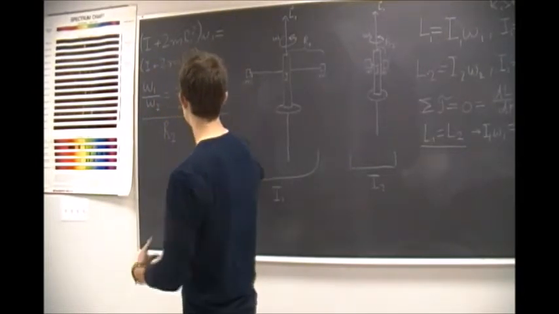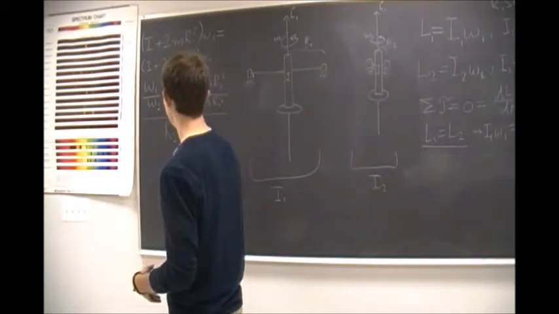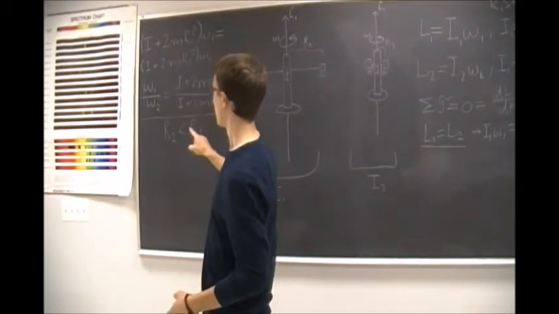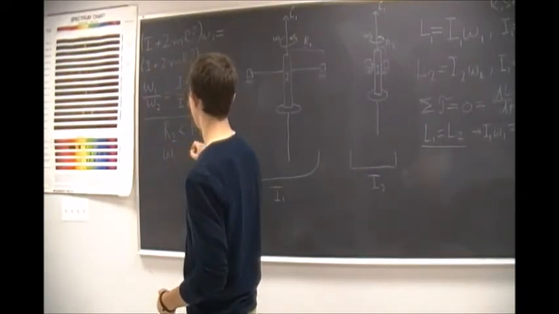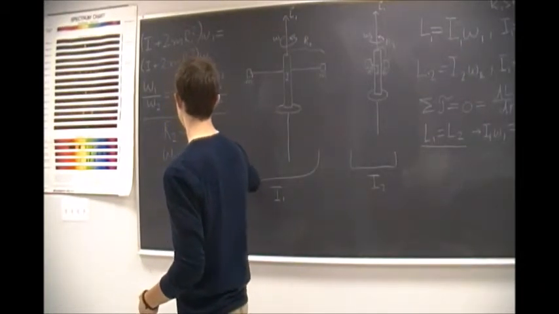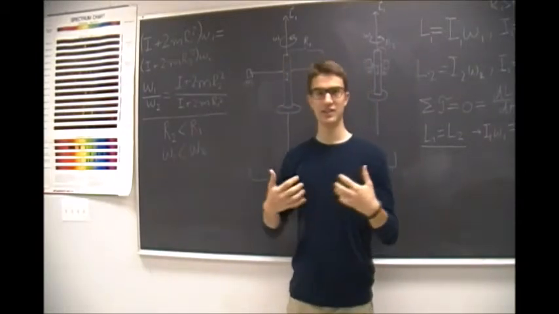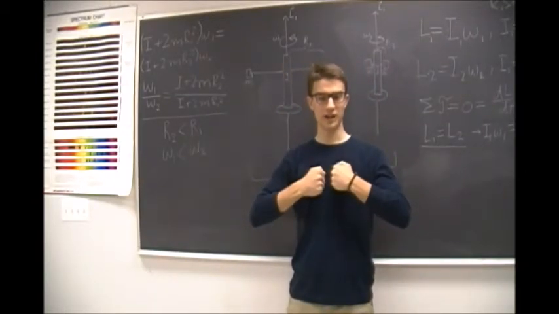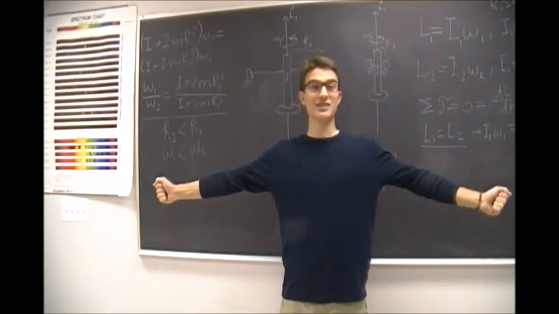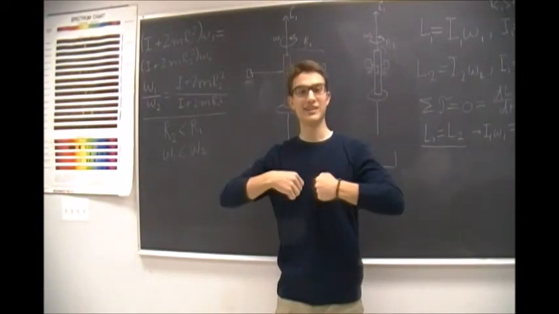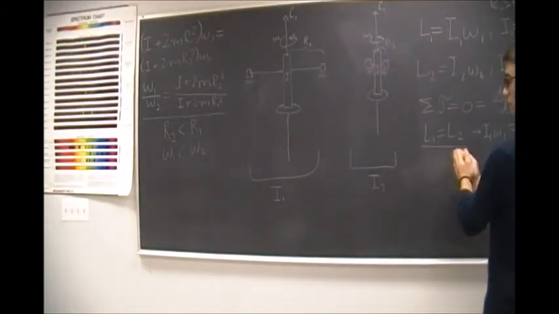So as we can see, because r2 is much less than r1, from this ratio we can see that omega 1 is less than omega 2. You can also see that he initially had his arms extended, then he extended them outwards and slowed down again. Then he put them back in, and he sped up. And that's all due to the principle of conservation of angular momentum.